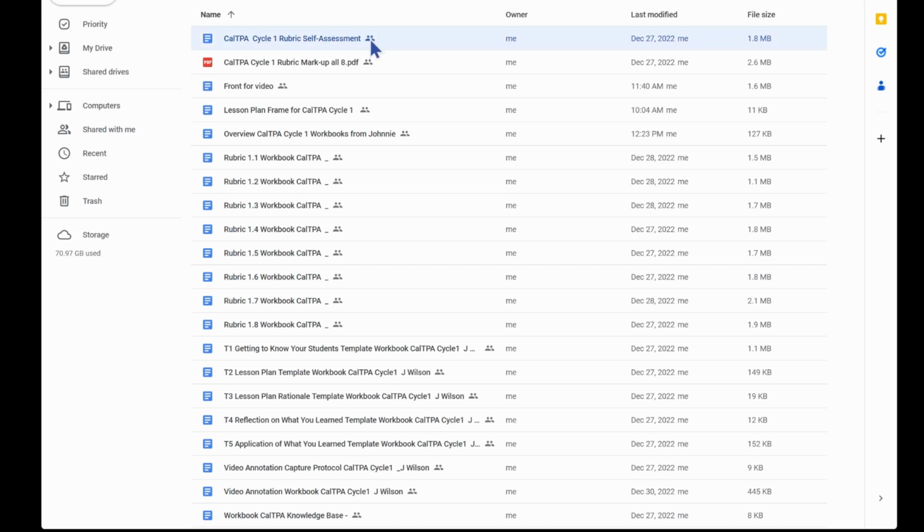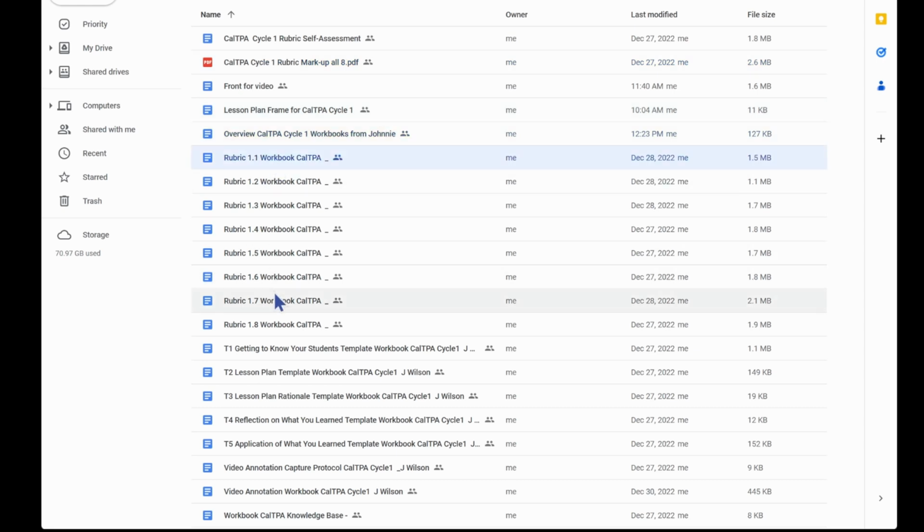First thing I have is a Cycle 1 rubric for self-assessment. This will take you through all the requirements of the Cycle 1, and you get to mark yourself and see how you've done. The second one is all about the rubrics themselves. Each rubric I've marked up in detail with suggestions about how you might approach them. I've set out a frame for you for lesson planning. I think the structure is really good and sets you up to use all the elements that are necessary for Cycle 1.